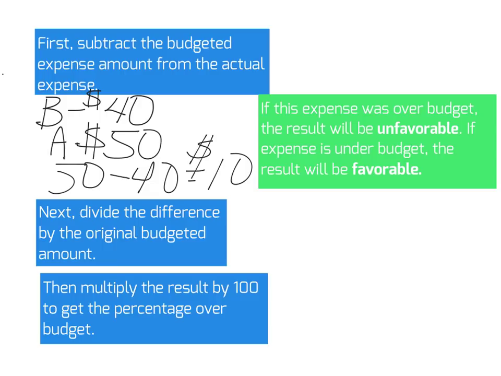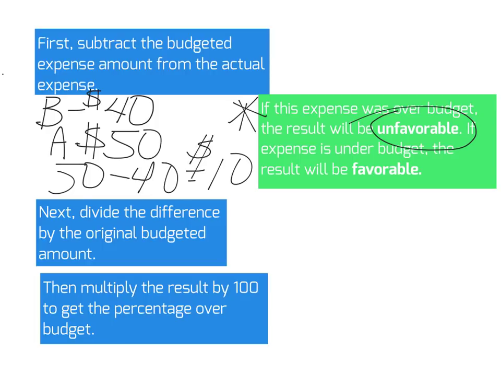Sounds easy enough. So we actually spent $10 more than what we planned on spending. So if you look at the green box, you'll see that if the expense was over budget, the result is unfavorable. If the expense is under budget, the result will be favorable. So in this case, the expense was over what we planned, so this would be considered unfavorable. $10 unfavorable.